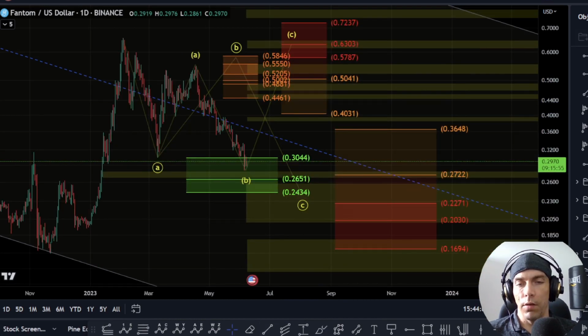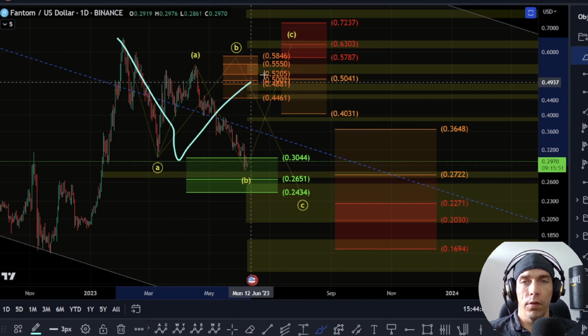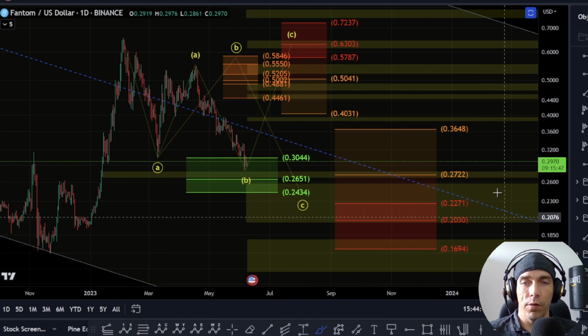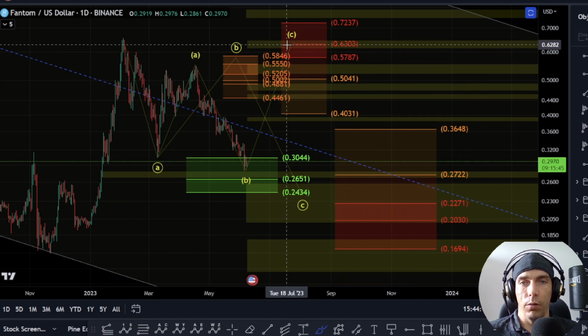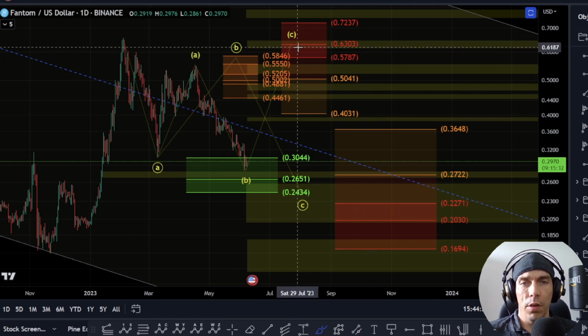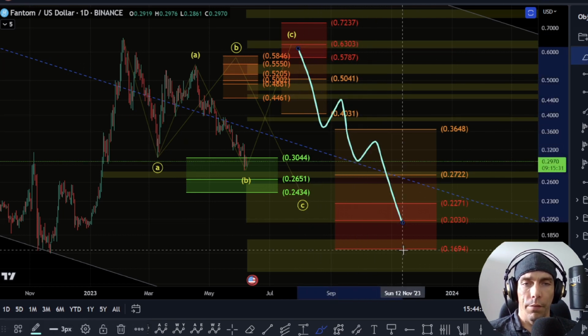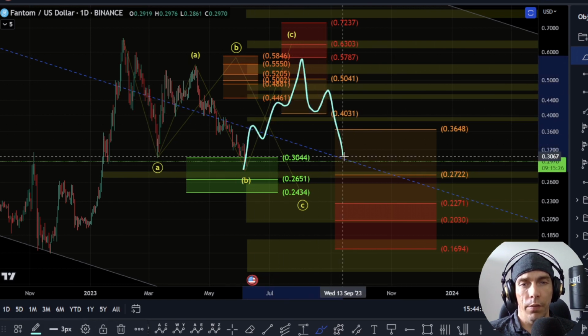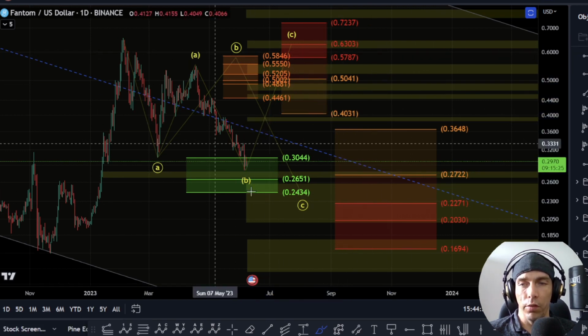What this would then mean is that this would be our A wave, this would be our B wave, and then we'd see a C wave to the downside. So that C wave target, if we had to come up here to this 1382 at this 6303, would actually mean that we'd be then looking for a five-wave move to the downside. So this will be key. If we see five waves up and then five waves down, this is probably what is playing out here.